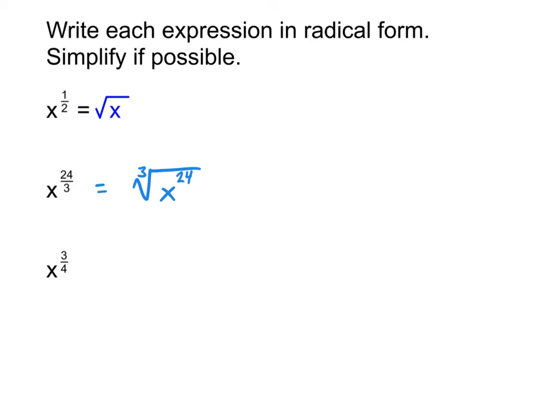Because what do you notice about this fraction that I started you with? Yep, they can be reduced. And so whenever you see one of these, if the fraction can be reduced, go ahead and reduce it. What does 24/3 reduce to? 8/1. Yeah, 8/1, and of course 8/1 just equals 8. And so we don't even need to go into a radical. We can just leave it as x to the 8th.